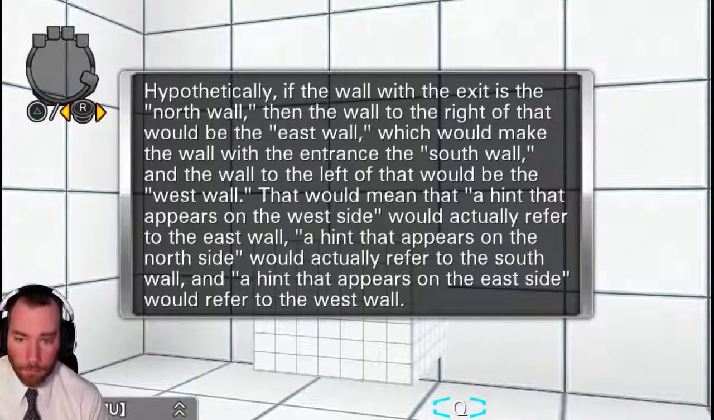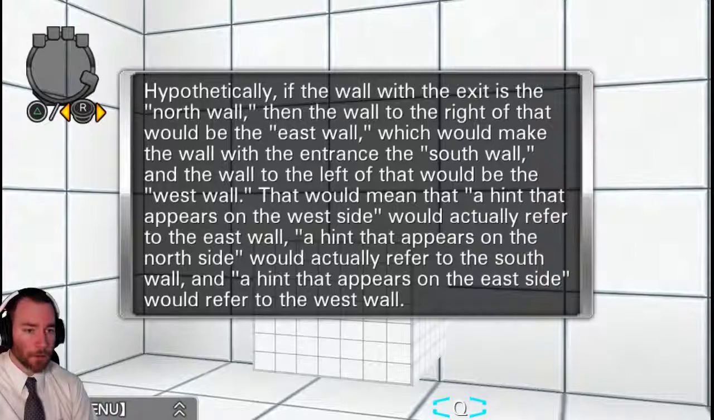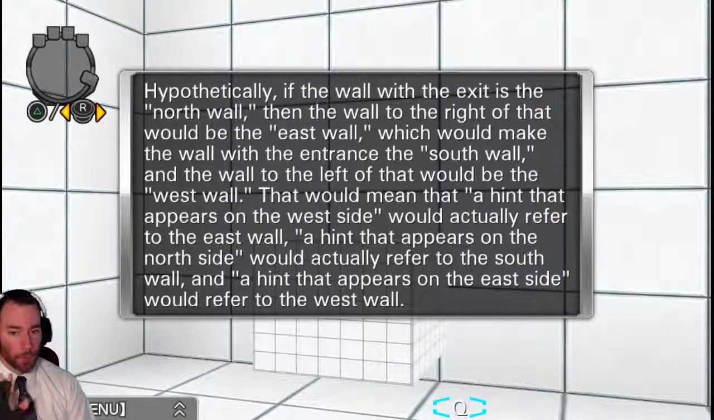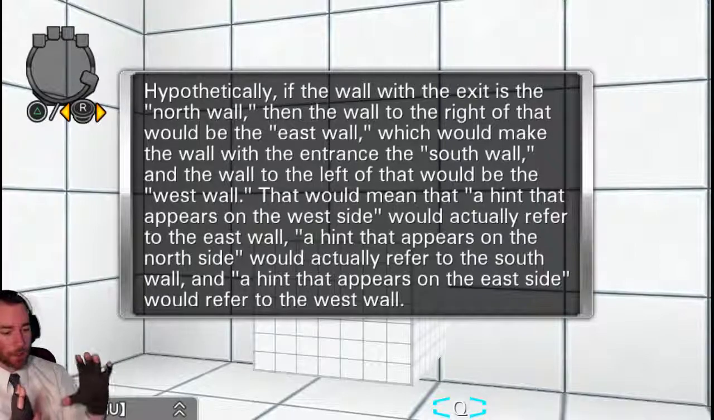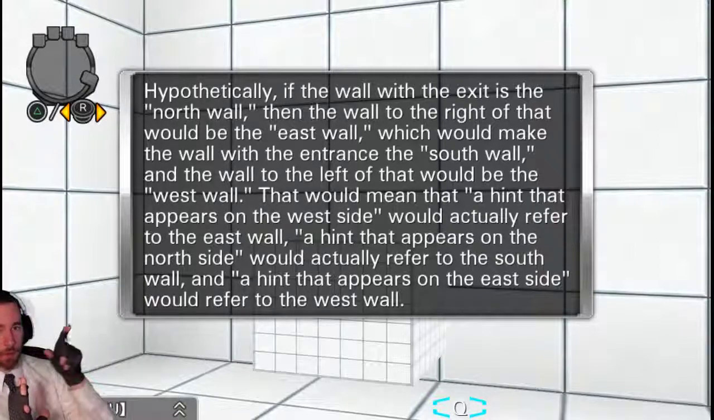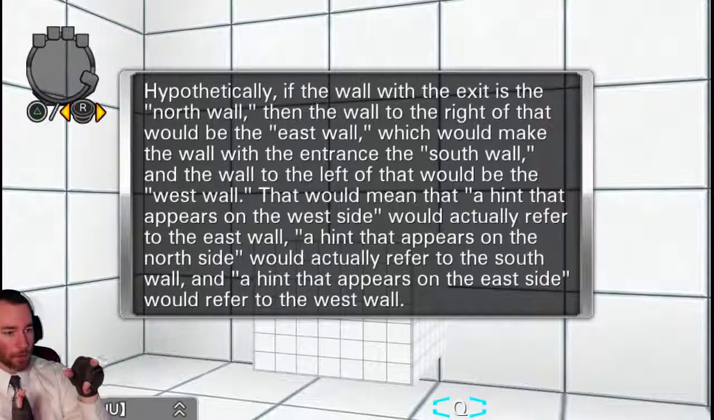Okay. So as we're looking here, we are looking at, say, the west side of the cube and the east side of the room, and when we are looking at the west side of the cube, it is referring to the wall directly behind it. Yes, the one we're facing. Okay.